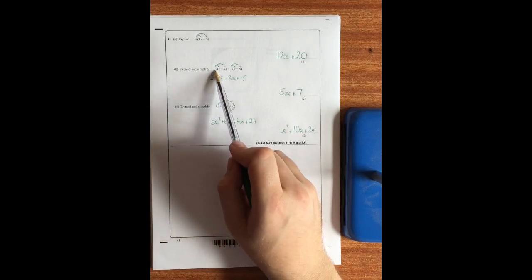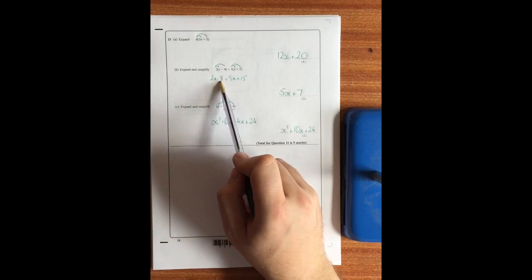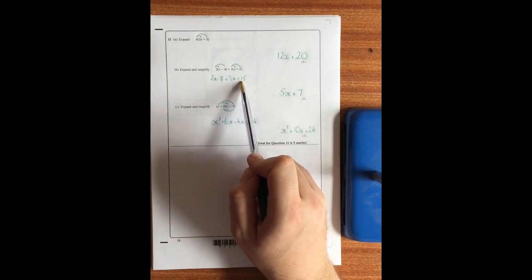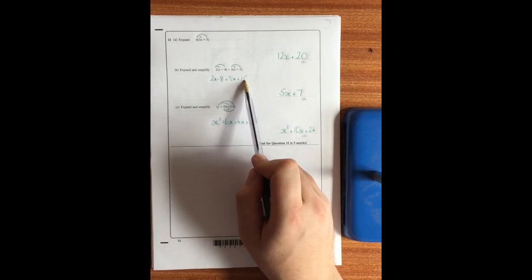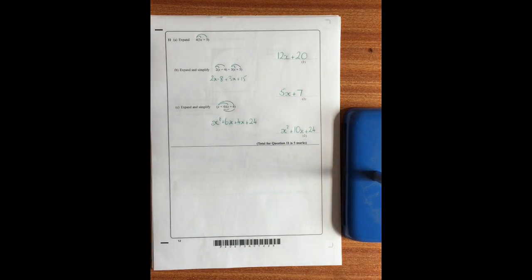Expand and simplify. If we expand the first brackets first, we get 2x minus 8. The second bracket gives us 3x plus 15, which gives us 5x's, and 8 taken away off 15 is 7. 5x plus 7.